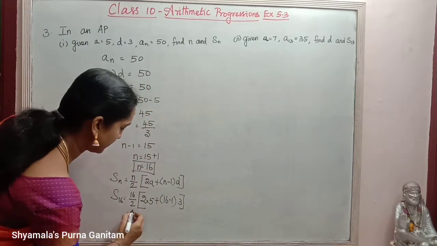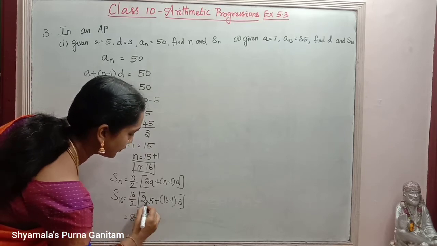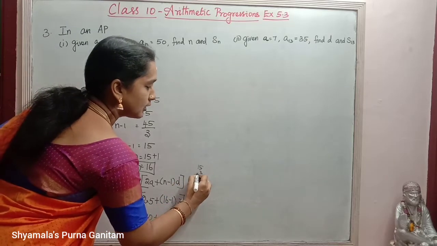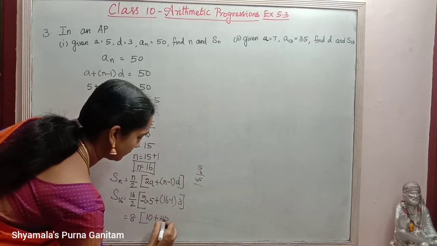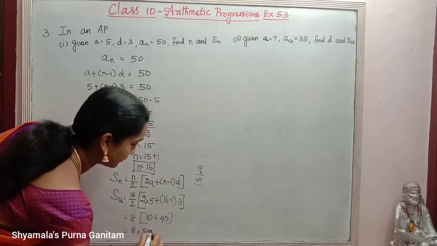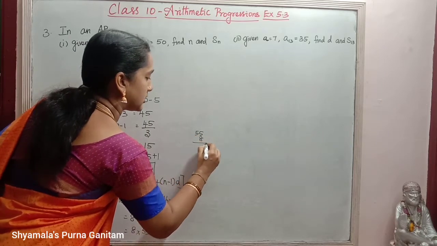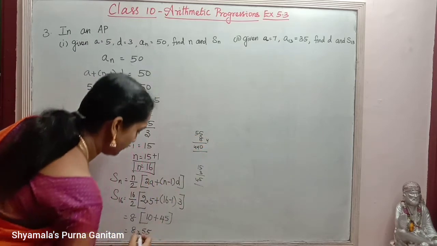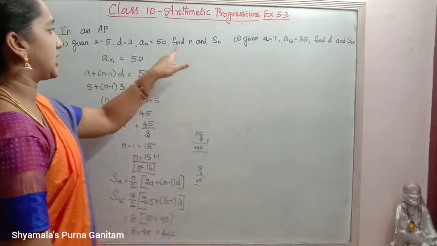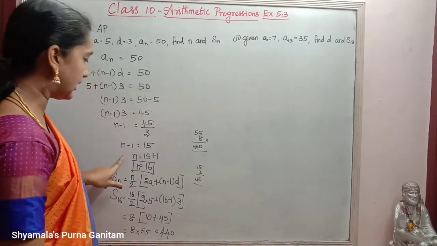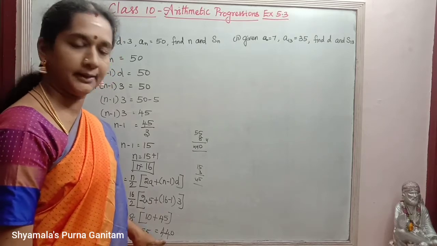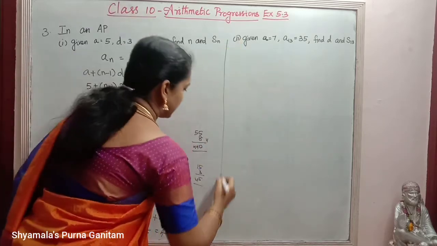So this has to be simplified. So here 16 by 2 is 8, 5 2s are 10 plus 16 minus 1 is 15, 15 into 3 is 45. So plus 45. So this is equal to 8 into 45 plus 10 is 55. So 55 into 8. 8 5s are 40, 440. So S16 is 440. So we are asked to find N and Sn. So N we got it as 16. So S16 is equal to 440. Okay.